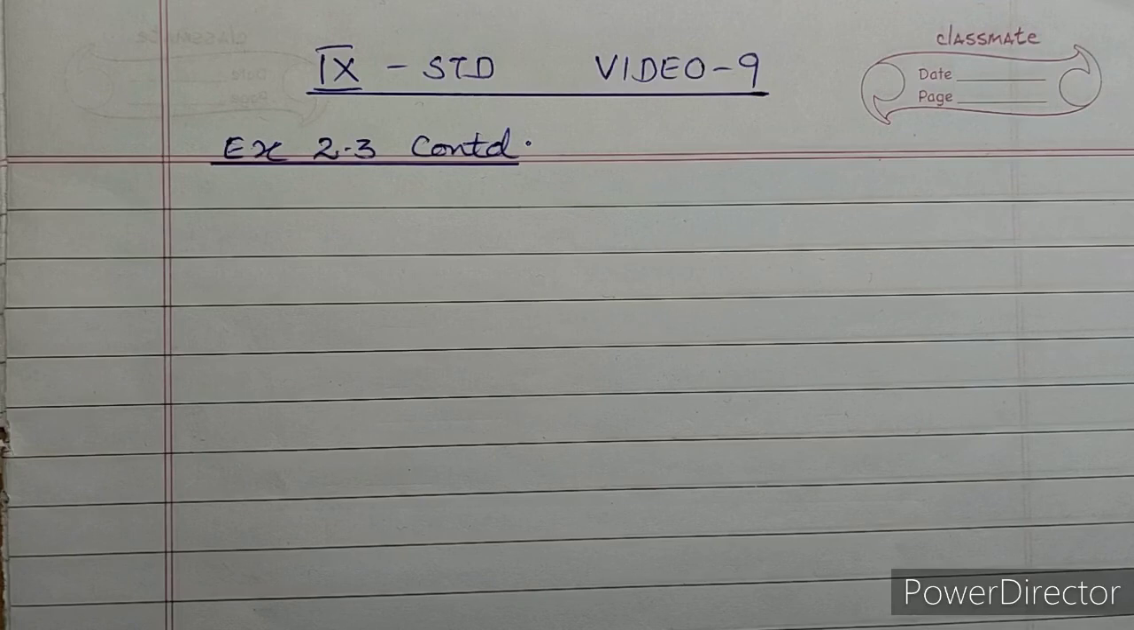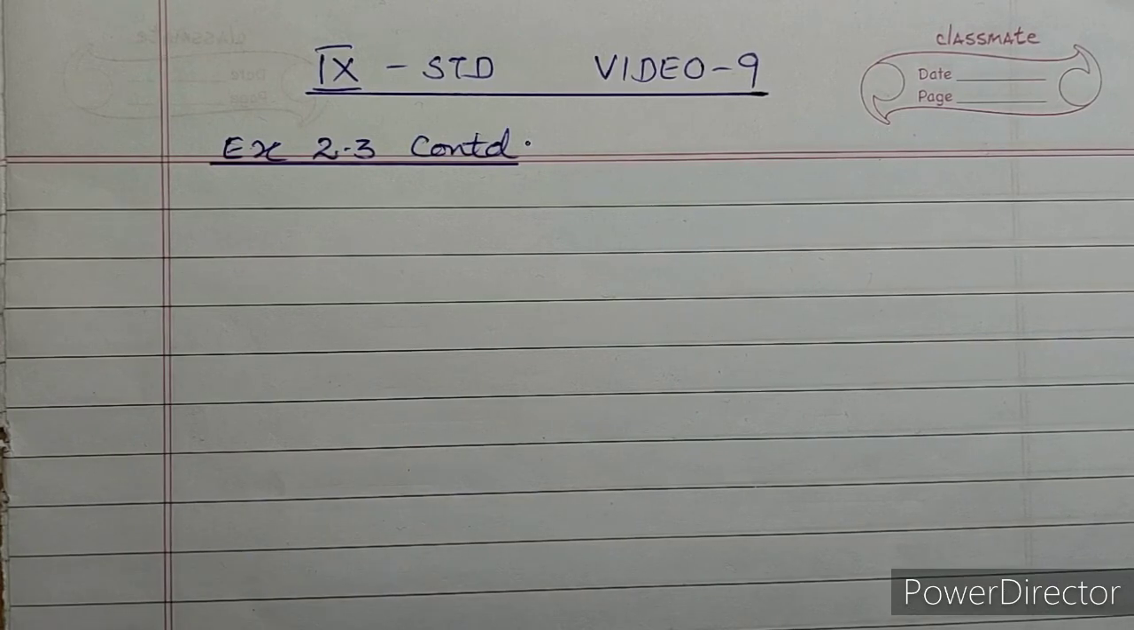In the last video we learned the remainder theorem, with which we can find the remainder when a polynomial is divided by a monomial or a binomial. I repeat, by the remainder theorem you will get only the remainder, not the quotient. That you have to understand. So one more sum is pending in exercise 2.3 about the remainder theorem.